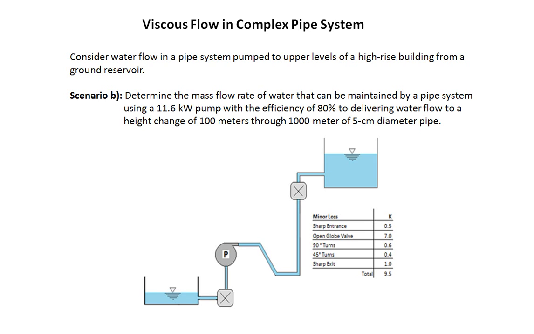We want to determine the mass flow rate of water that can be maintained by a pipe system using an 11.6 kilowatt pump with the efficiency of 80% to deliver water flow to a height change of 100 meters through 1,000 meters of 5 centimeter diameter pipe, knowing the losses in the system.